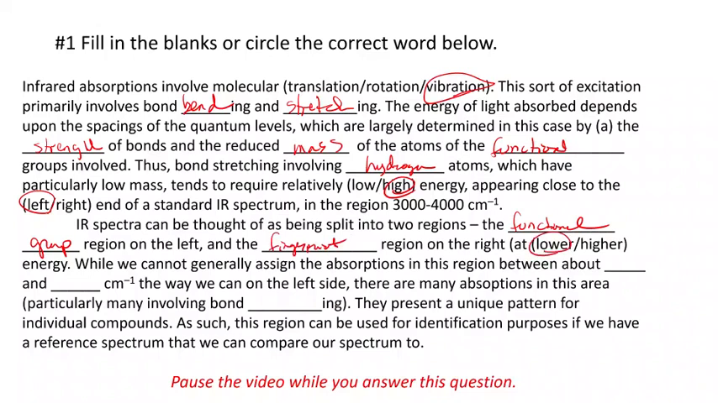While we cannot generally assign the absorptions in this region between about 500 and 1500 inverse centimeters the way we can on the left side, there are many absorptions in this area, particularly many involving bond bending. They present a unique pattern for individual compounds. As such, this region can be used for identification purposes if we have a reference spectrum that we can compare our spectrum to.